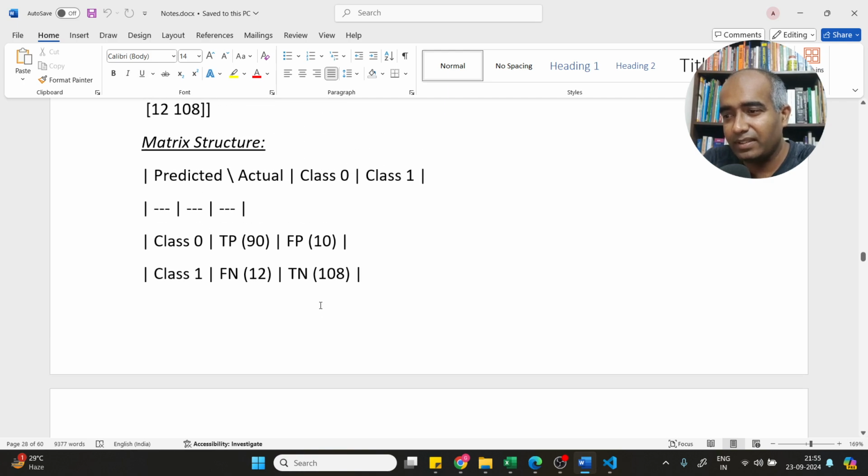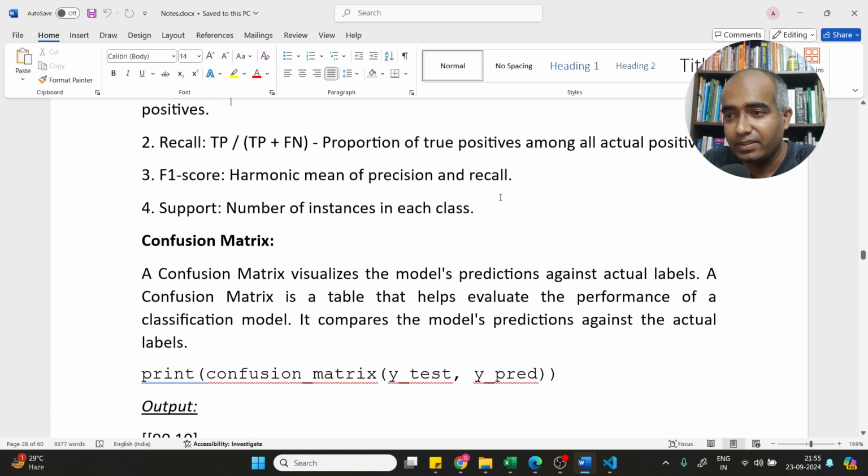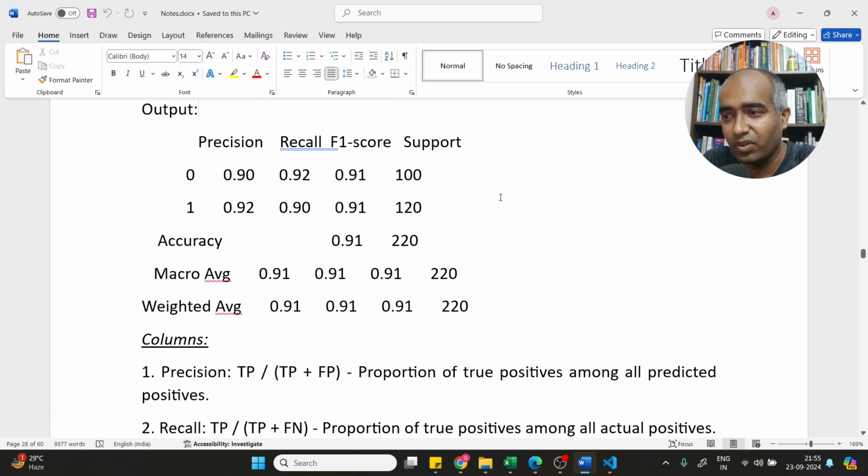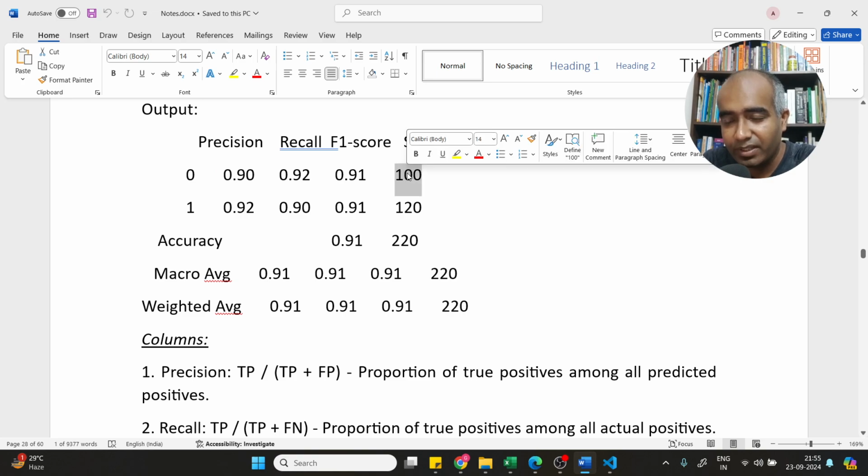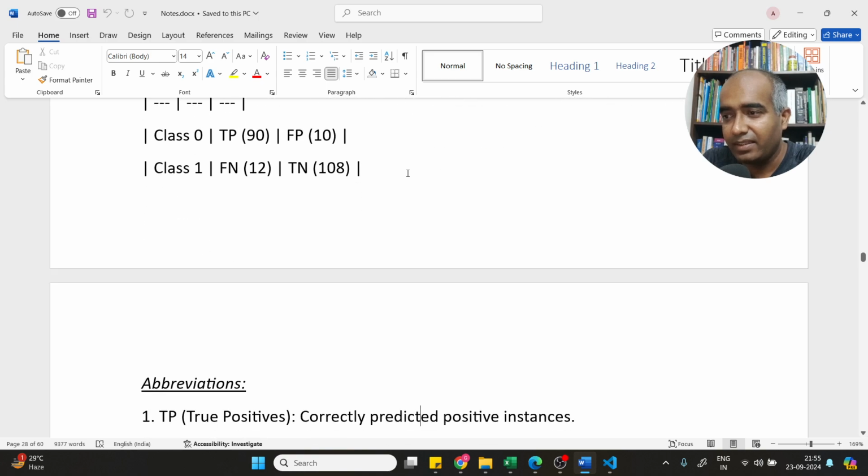Okay, so in that case, you can see 90, and the false positives are 10 out of 100, right? There were 100 records. If you see the sample size for this class 0 was 100, right? So among these 100, true positives were 90 and false positives were 10, right? And then for class 1, which means the positive sentiments, the false negatives were 12 and true negatives were 108, right? So that was done on the 120 records. Okay, so this is how the performance is evaluated.